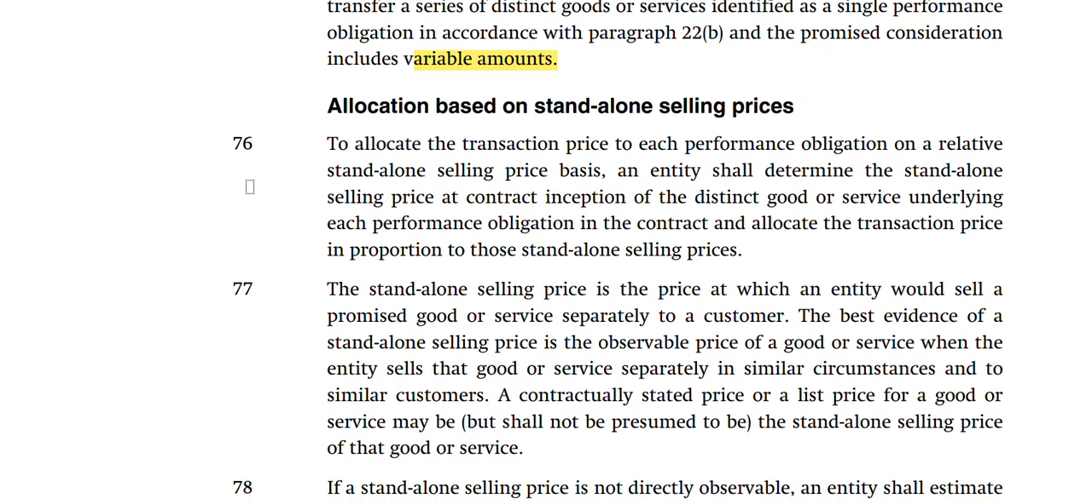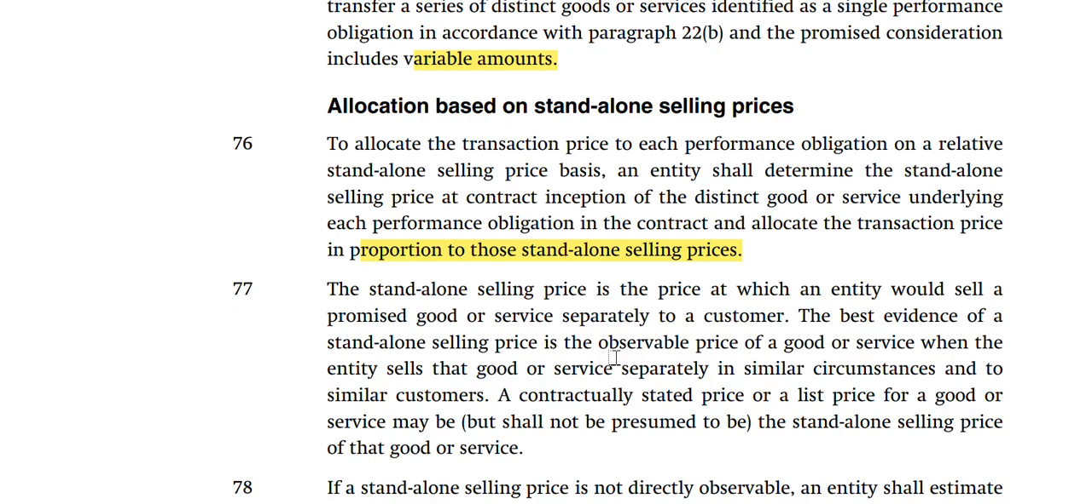Allocation based on stand-alone selling price. To allocate the transaction price to each performance obligation on a relative stand-alone selling price basis, an entity shall determine the stand-alone selling price at contract inception of the distinct goods or service underlying each performance obligation in the contract and allocate the transaction price in proportion to the stand-alone selling price. So candidates, you need to look at the examples of allocating the stand-alone selling price so that it will be easy for you to understand how to allocate it.